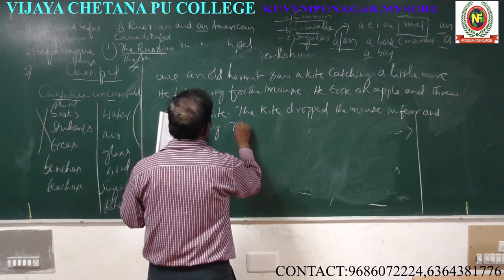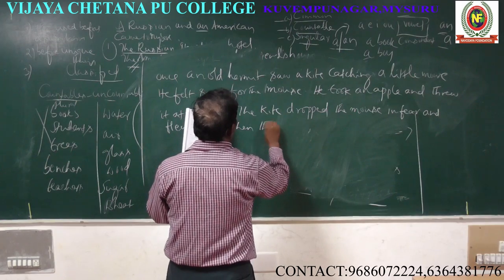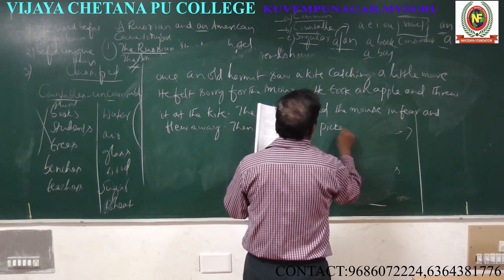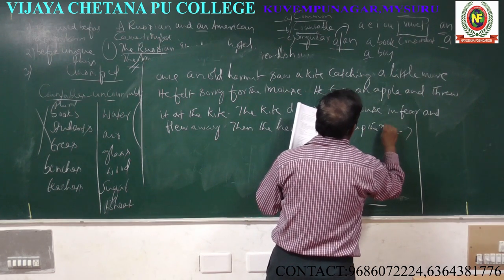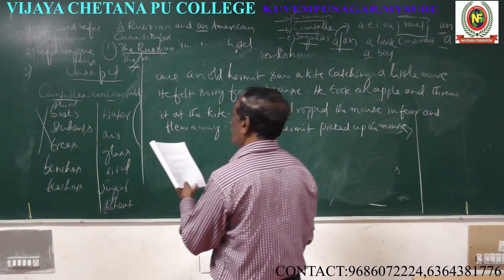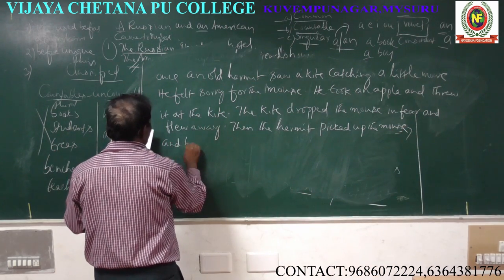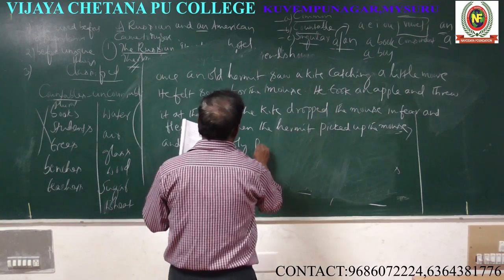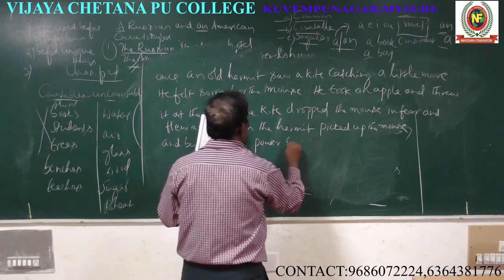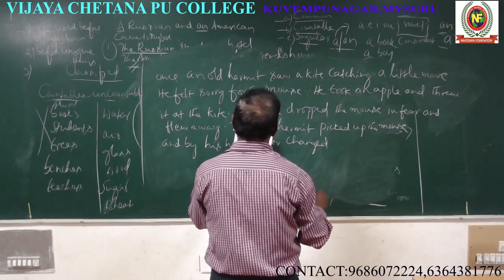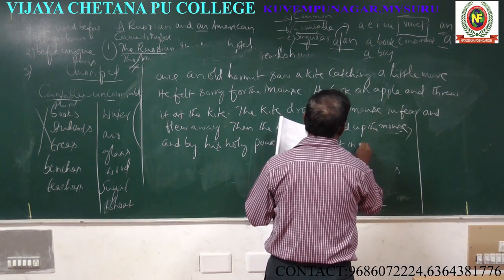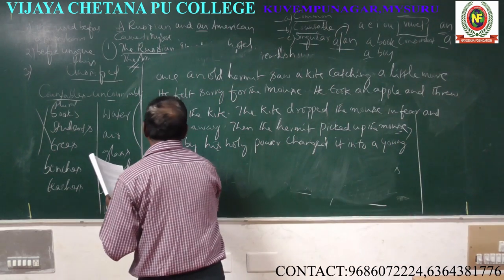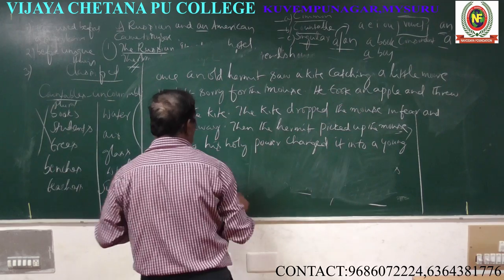One more sentence. Then the hermit picked up the mouse and by his holy power changed it into a young maiden. Maiden is girl.